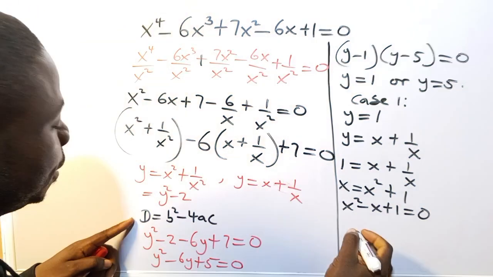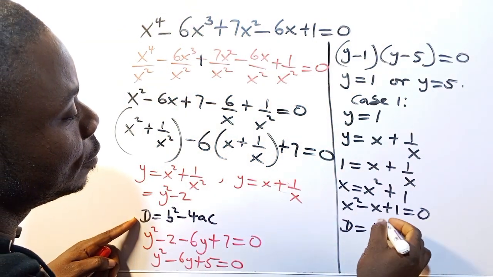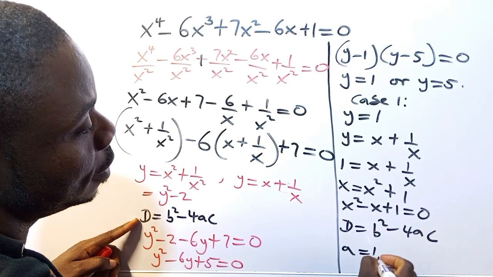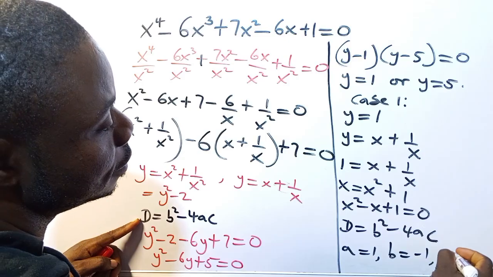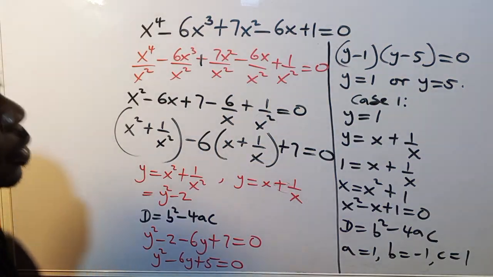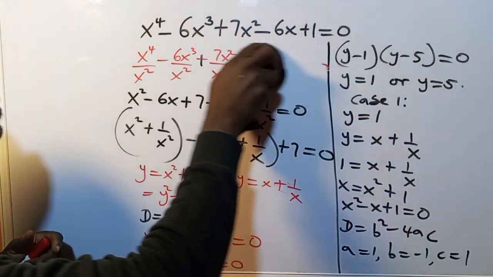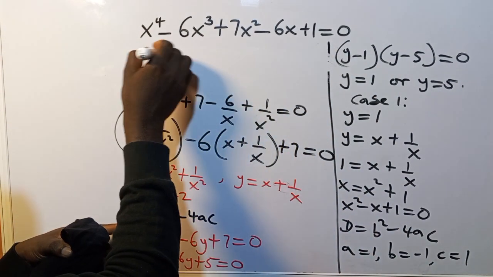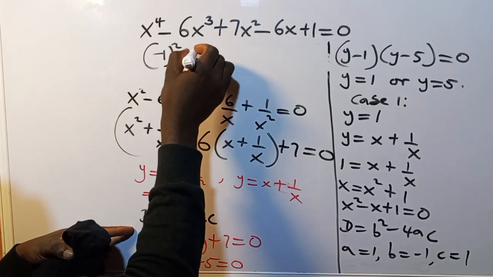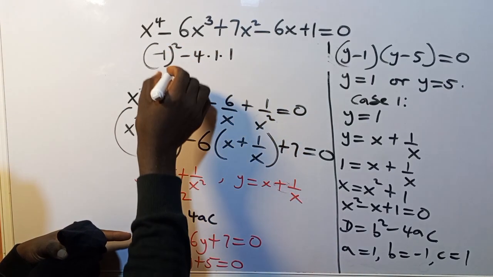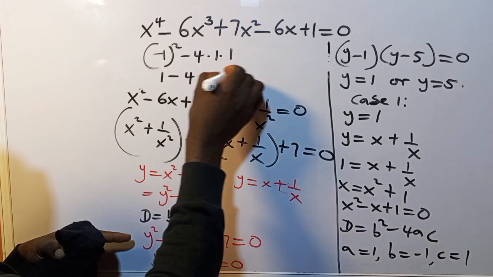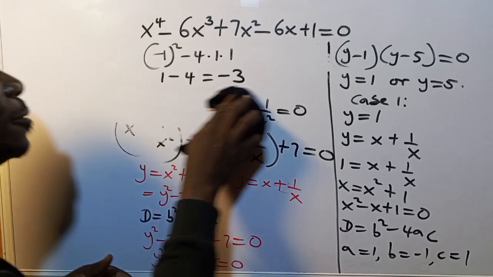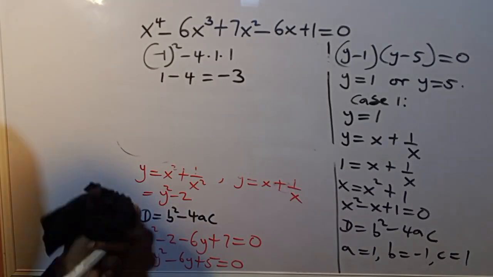Remember, the discriminant d is equals to b square minus 4ac, because from this expression we have a to be 1, b to be minus 1, and c to also be 1. Now let's write, minus 1 square minus 4 times 1 times 1. So now I have 1 minus 4, which is minus 3. Now the discriminant is what? Minus 3.